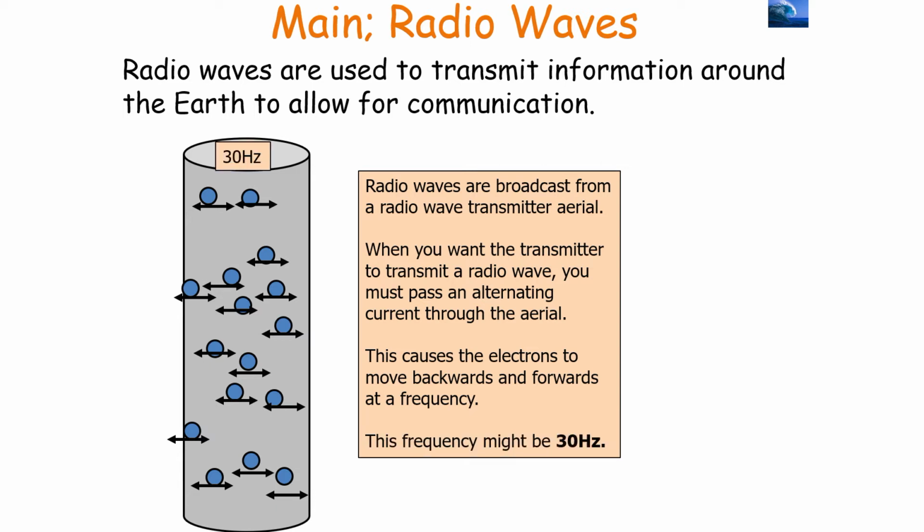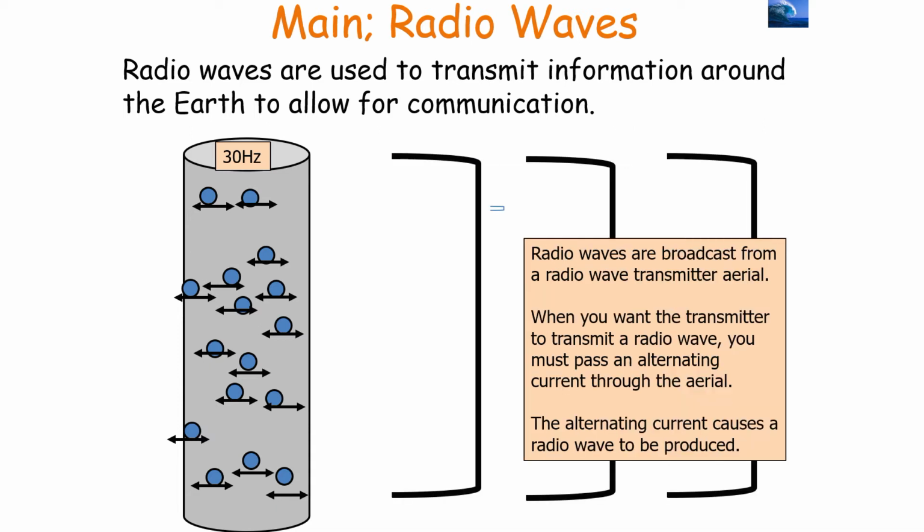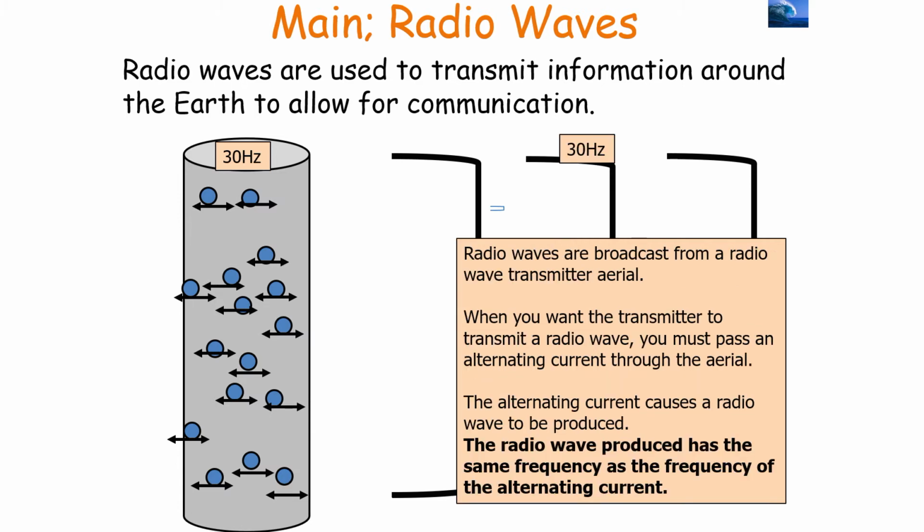So say for example they're moving backwards and forwards at 30 Hertz. So that means 30 times every second. This will cause a radio wave to be produced and emitted from the aerial. So the alternating current causes a radio wave to be emitted. Now the radio wave produced has the same frequency as the frequency of the alternating current. So if the alternating current has a frequency of 30 Hertz, the radio wave has a frequency of 30 Hertz. So they both have to be the same frequency.